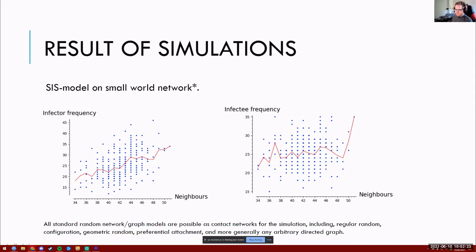And well, as I said before, the similarity is general. It works for any directional network, not just the networks in this presentation.